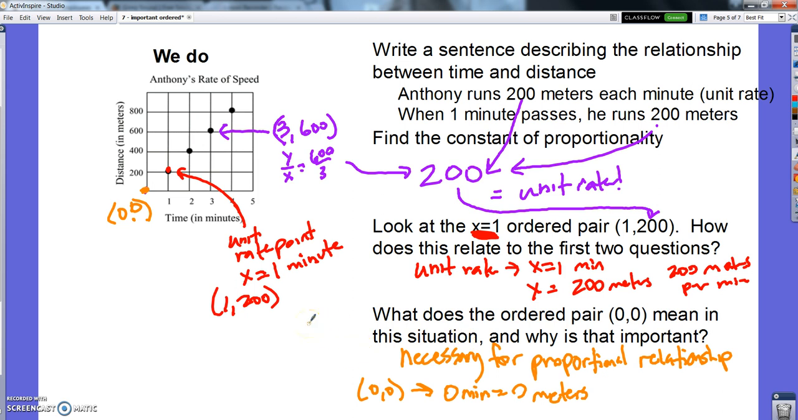So that is proportional relationships, and that is how this important point and this important point factor into everything so far and how it all goes together. If you need to go back and watch either example, please do. Make sure you come to class with a great understanding of this complicated relationship, and I'll see you then.